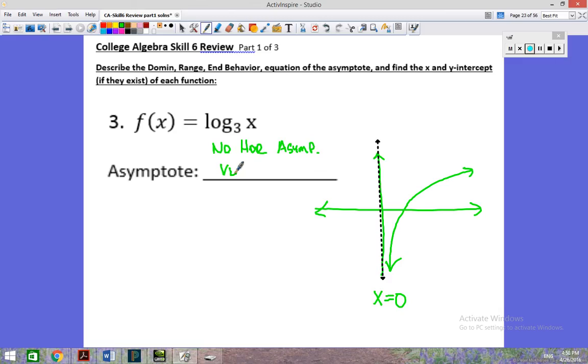The vertical asymptote, I don't want to just write 0. Remember, I want an equation: x equals 0. So you can see if you look back at those previous problems, this had switched. When we were looking at exponential functions, it didn't have a vertical asymptote, but it had a horizontal. Well, now that domain and range has switched, the graph has been reflected across the line y equals x, and now these log functions will have a vertical asymptote but no horizontal asymptote.